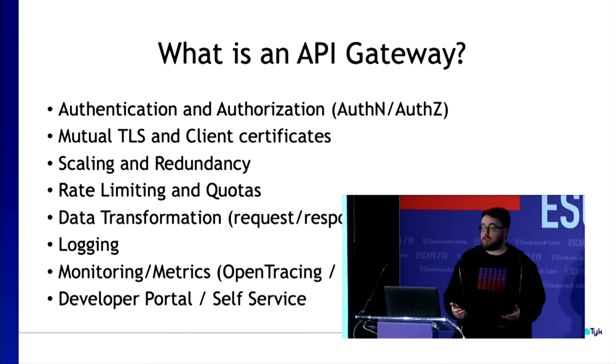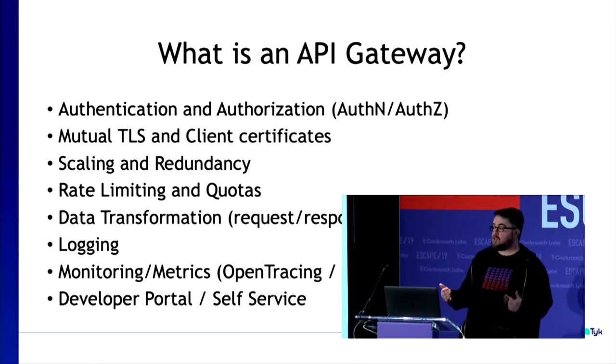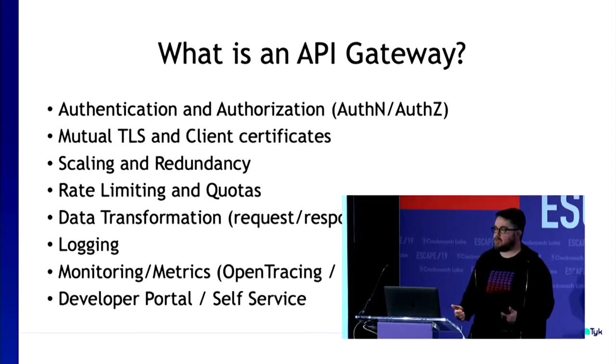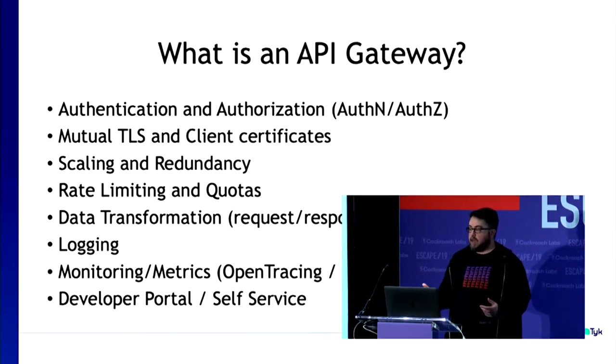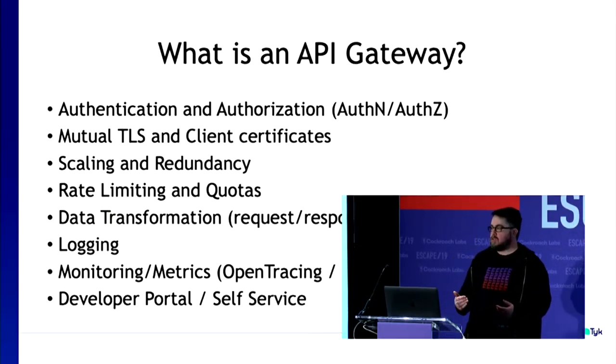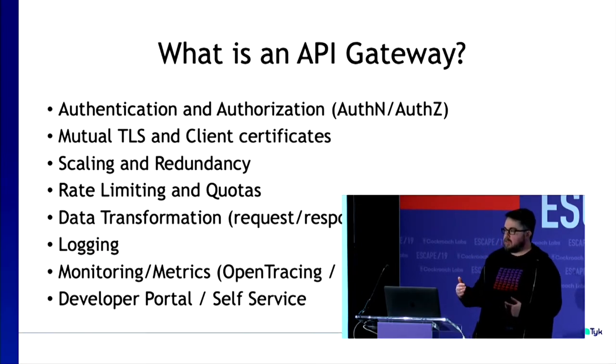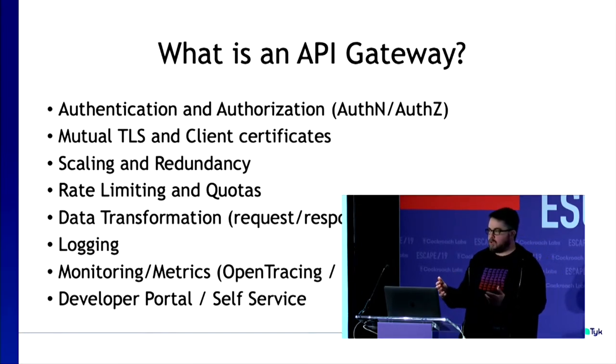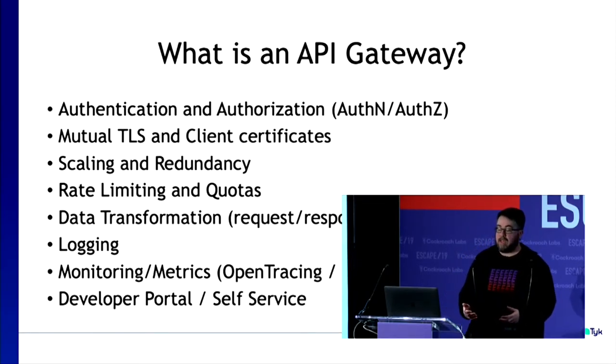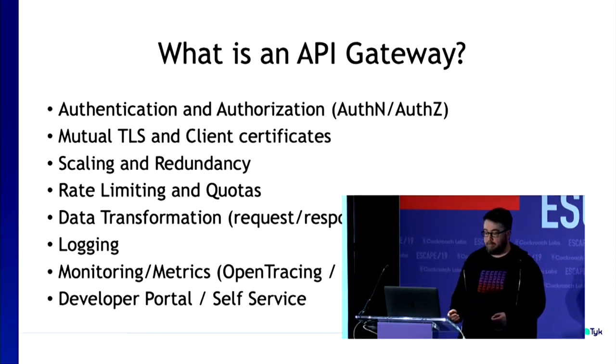And that goes hand in hand with rate limiting and quotas. Maybe you want to monetize your APIs. You want to add service tiers to your APIs. Well, how do you do that? You add rate limits and you add quotas to those APIs so that only certain tiers or certain consumers can access your data over a given period of time and they don't abuse your services.